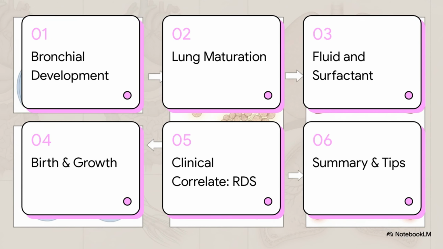Okay, let's dive right into this. Here's our roadmap for today. First, bronchial tree development. Second, maturation of the lungs. Third, fetal fluid and surfactant. Fourth, birth and postnatal growth. Fifth, a critical clinical correlate on RDS. And finally, we'll wrap up with a summary and some high-yield exam tips.